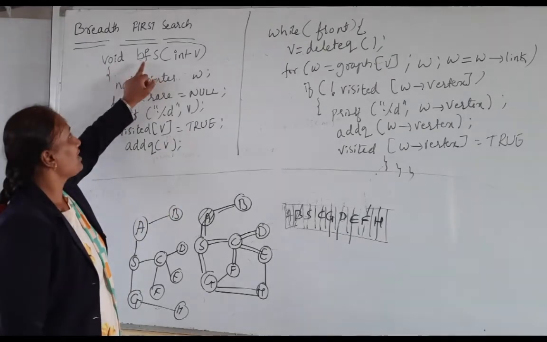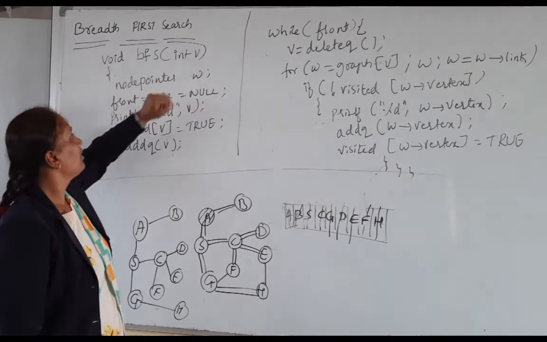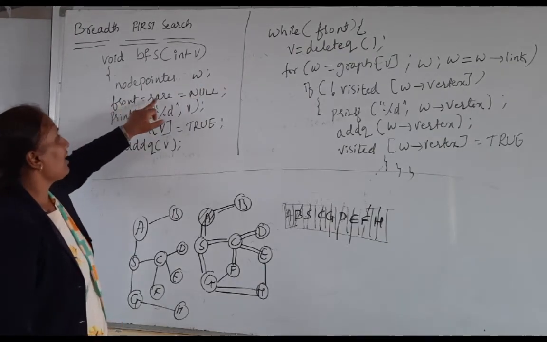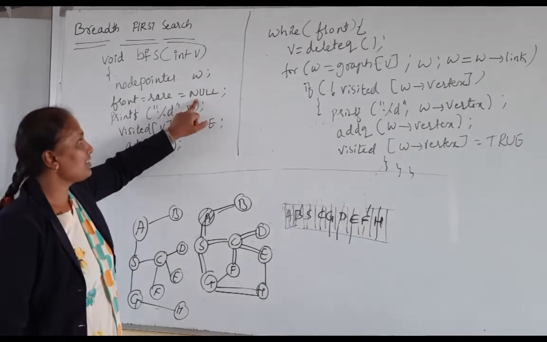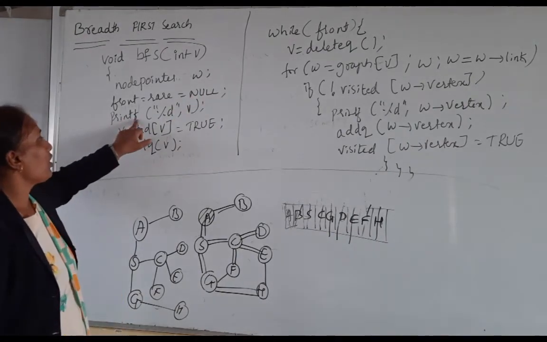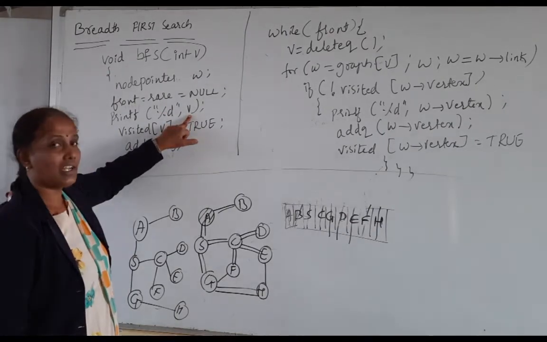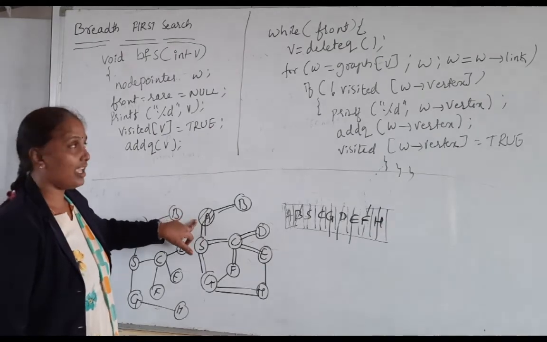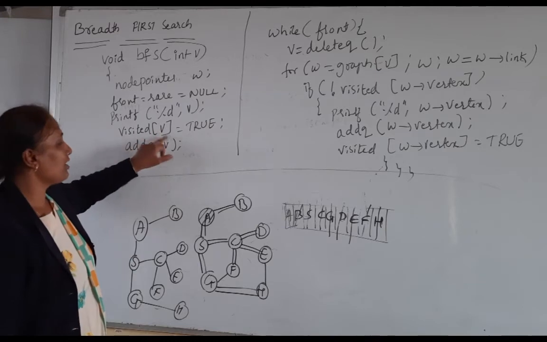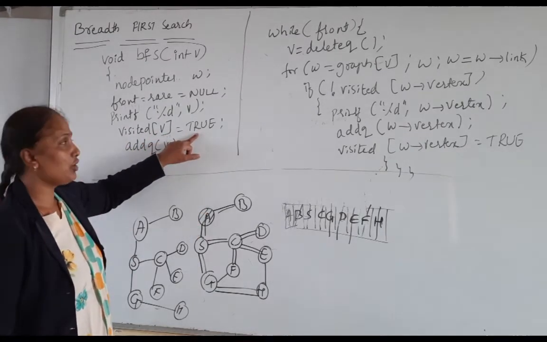Void BFS, that is the breadth first search. The argument you are passing to this function is a vertex V. Next, the node pointer you have used is W. The initial value of the front and rear of the Q is null. Next, you are going to print the first vertex that you visited, or you can say the starting vertex. In this case, it is A that you are going to print first. Okay. Next, you are going to make this start vertex a visited vertex by setting its value to true.